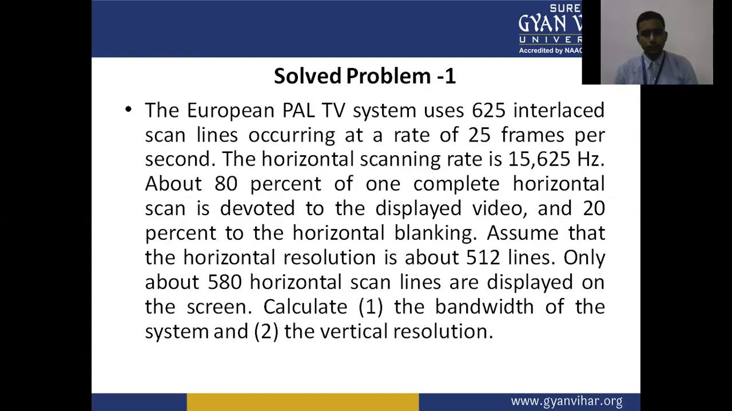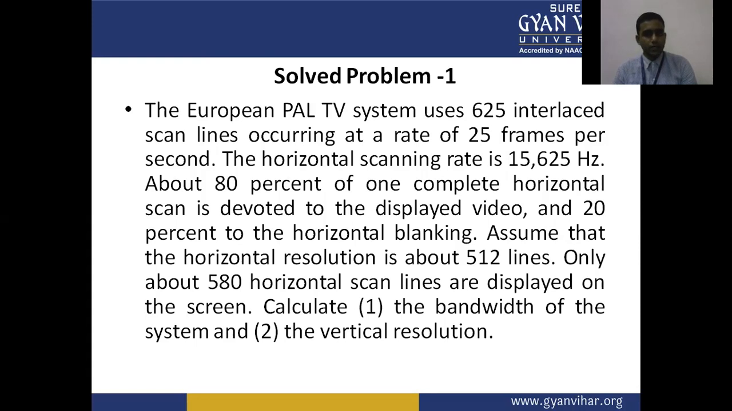Now we have one problem on the basis of the TV system, that is the European TV system, which uses 625 interlaced scan lines occurring at the rate of 25 frames per second. The horizontal scanning rate is 15,625 Hertz. About 80% of one complete horizontal scan is devoted to displaying the video, and 20% is the horizontal blanking. Assume that the horizontal resolution is about 512 lines.